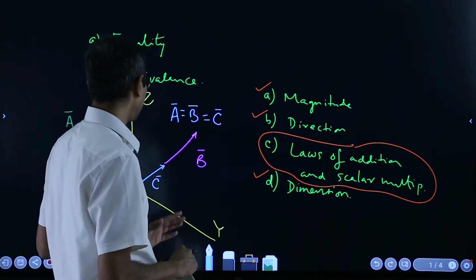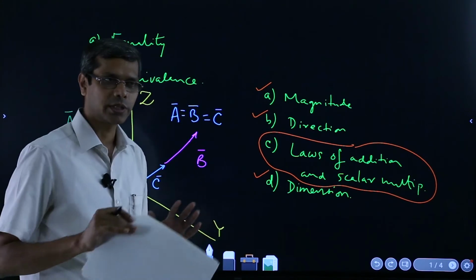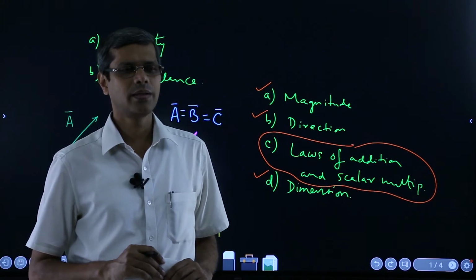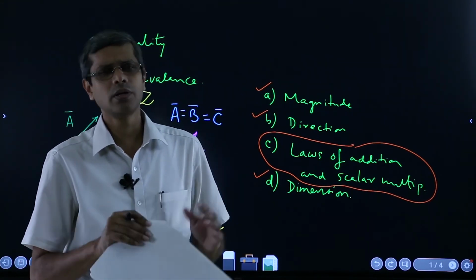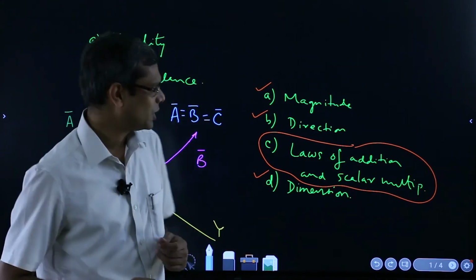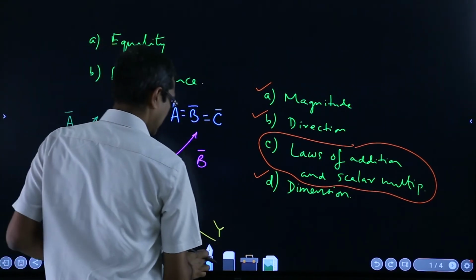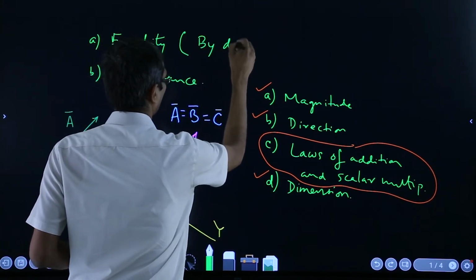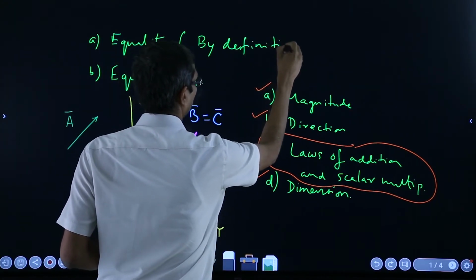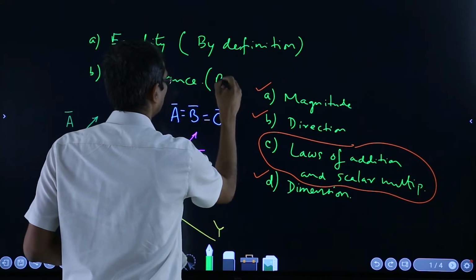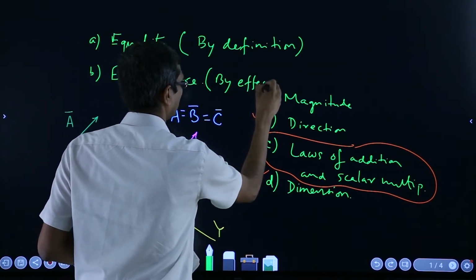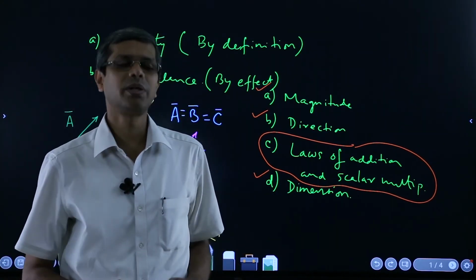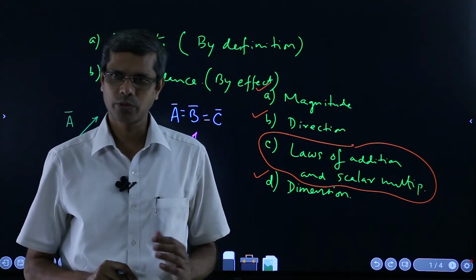But for equivalence all those things come into the picture: what they are doing, what they are representing, and in short, what is their effect. So I'll just say that equality is by definition, but equivalence is by effect, because they will do something, right? They are physical mathematical objects, but representing some physical parameter, they must be doing something. Okay.